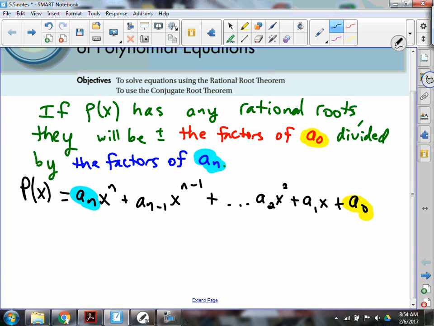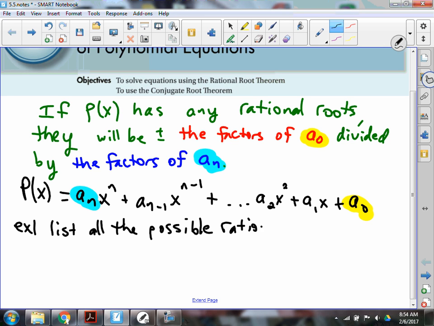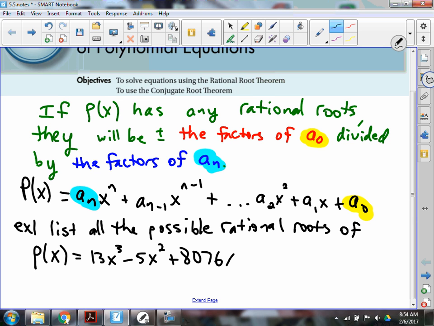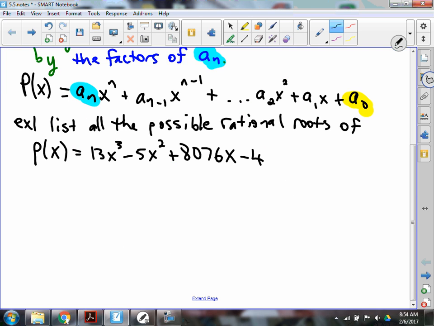So this really shouldn't be any surprise. The first example we're going to look at, example 1, is going to go like this. List all the possible rational roots of P of X, which is 13x cubed minus 5x squared plus 6x minus 4, let's say. Okay.